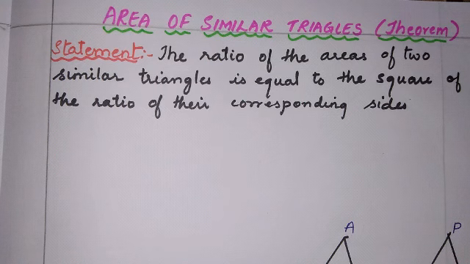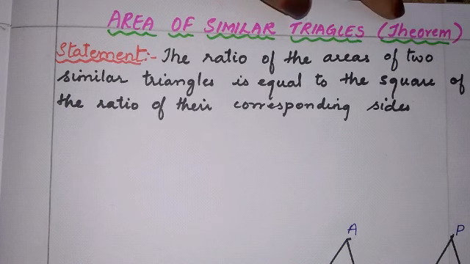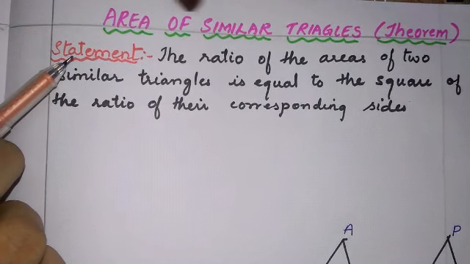Today I am here with the area of similar triangles theorem. In my previous classes I have completed the AA similarity criteria theorem, and based on that we have completed Exercise 2. Now let us begin with the new topic, the area of similar triangles theorem. Okay, let us read the statement.